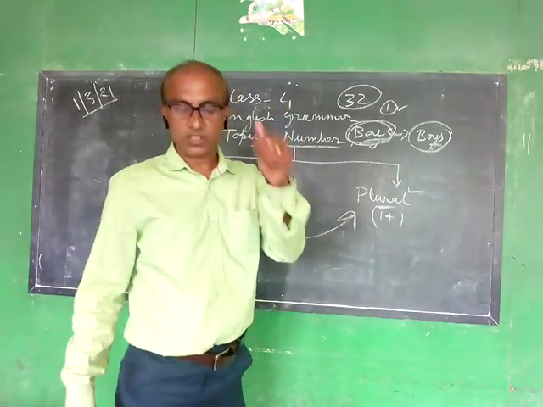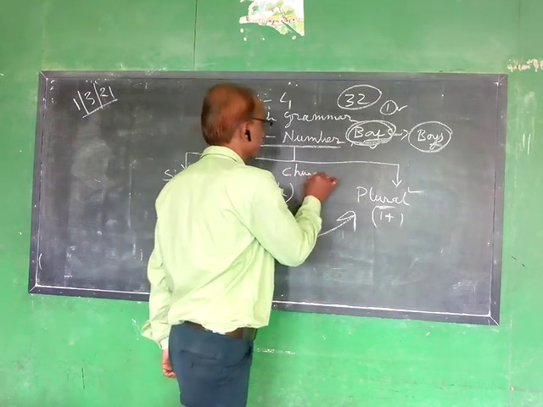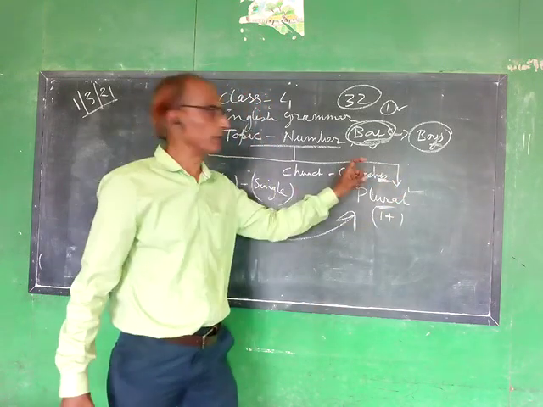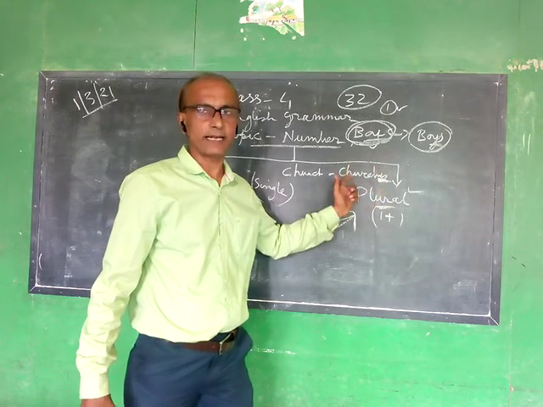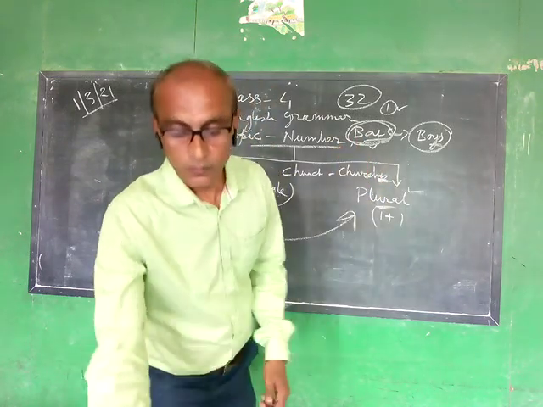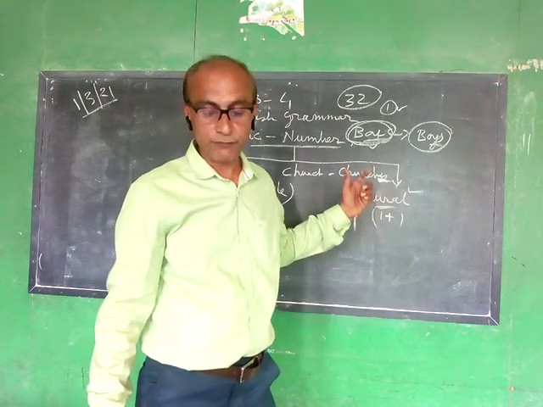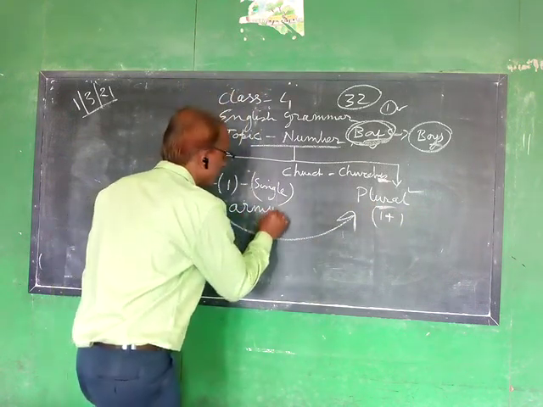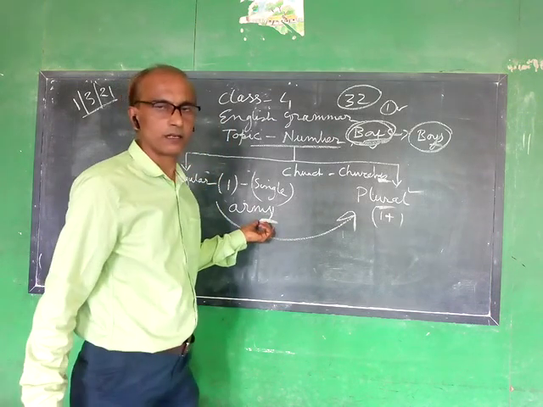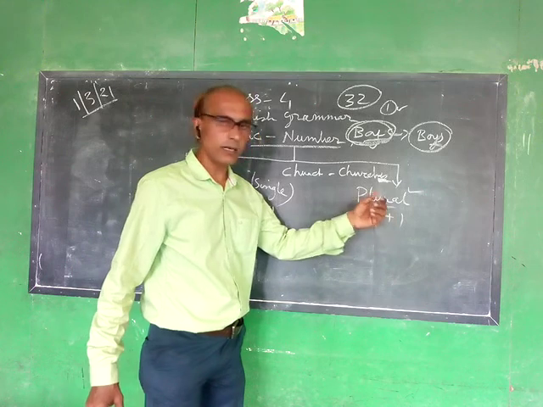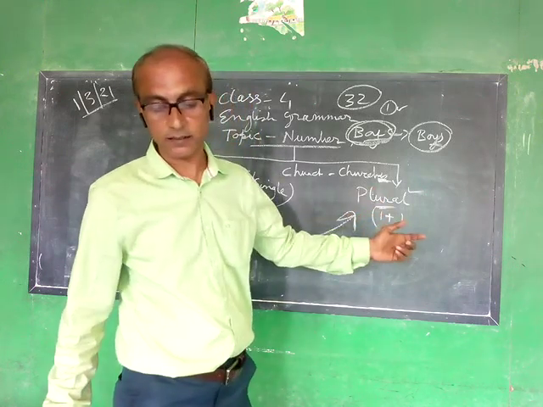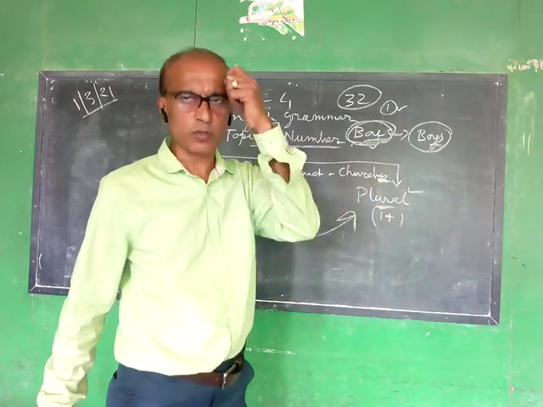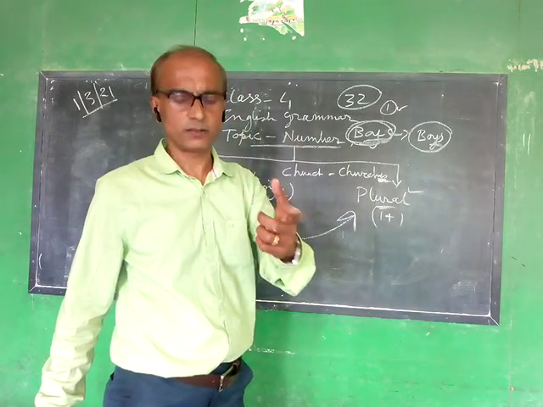Now, for example, charges. Adding es to the main word becomes plural. Now, if a noun ends in y, for example, army, the last letter is y. How to convert it into plural? I-E-S. Army, armies; lady, ladies. Very simple rule. You just have to memorize, nothing else.